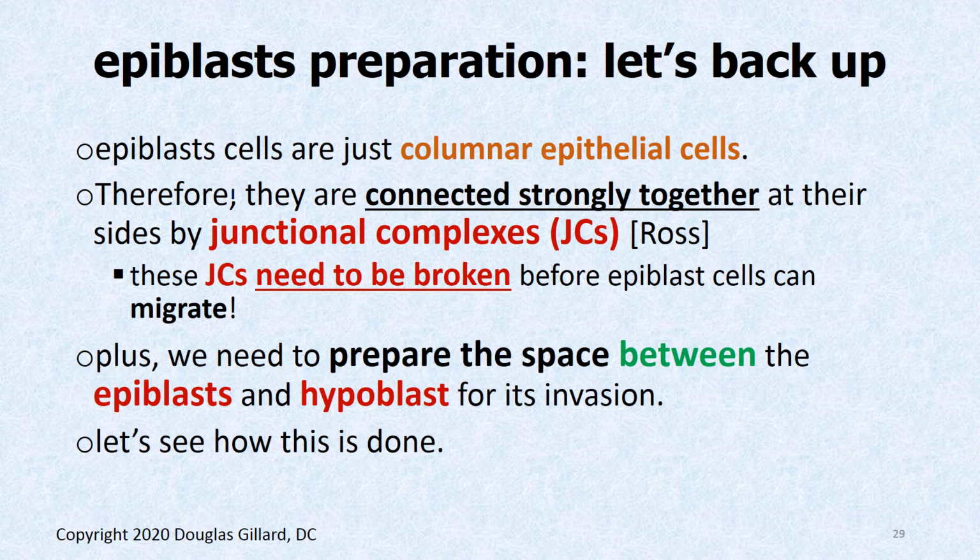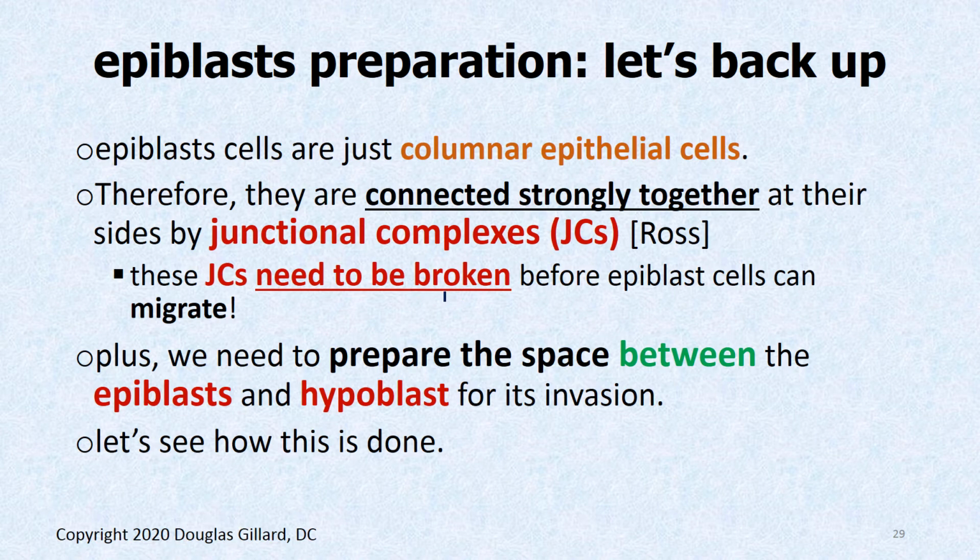So let's back up. Epiblast cells are columnar. They're simple columnar epithelial cells, and therefore they have very strong junctions between them called cell adhesion molecules, or you could call them junctional complexes. J.C. Ross, the histology book, uses that term. Others use CAMs.